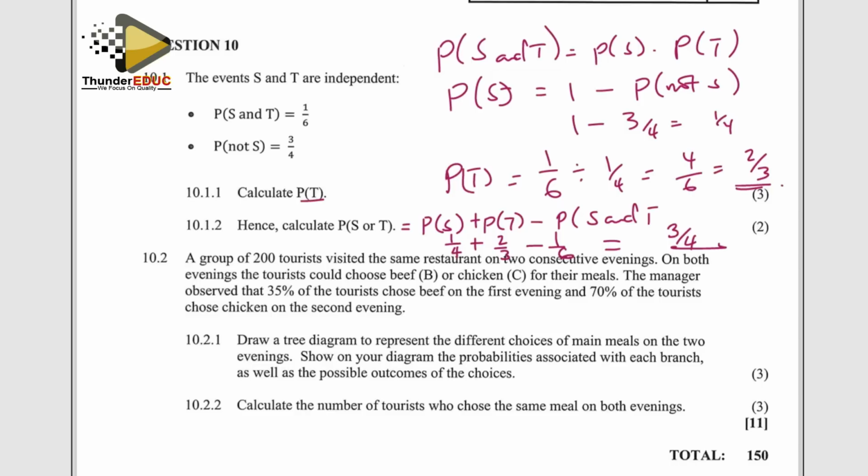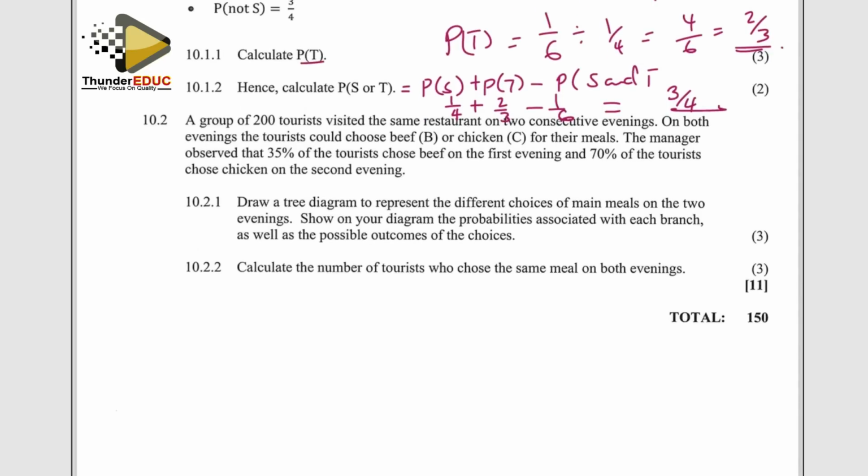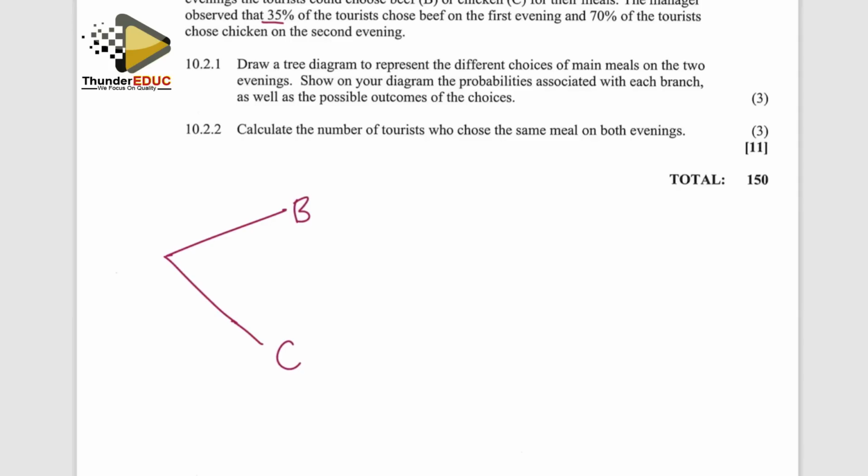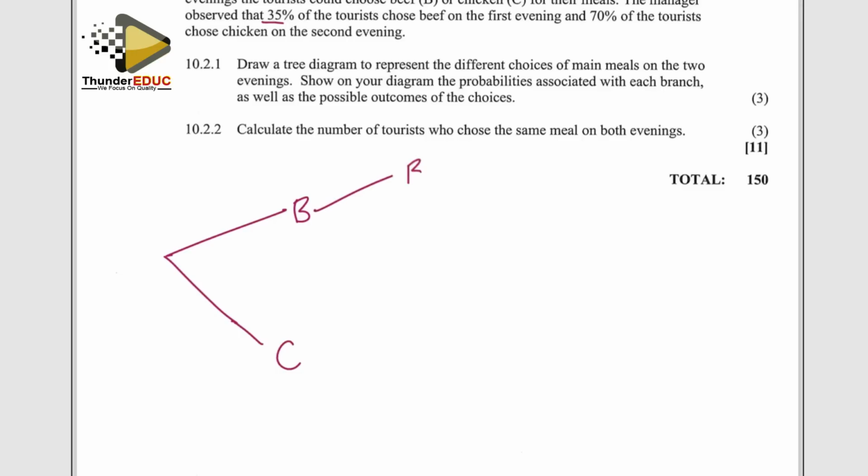Okay, and then 10.2, telling me that a group of 200 tourists visited the same restaurant on 2 consecutive evenings. On both occasions, tourists could choose beef or chicken for the meals. The manager observed that 35% of the tourists chose beef on the first evening, and then 70% chose chicken. Can we draw a tree diagram? All right, so this is straightforward. So this is going to be our first evening. We choose beef, we choose chicken. Then on the second evening we have beef or chicken, beef or chicken.